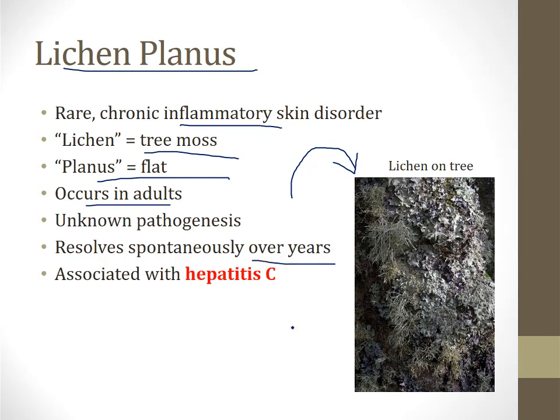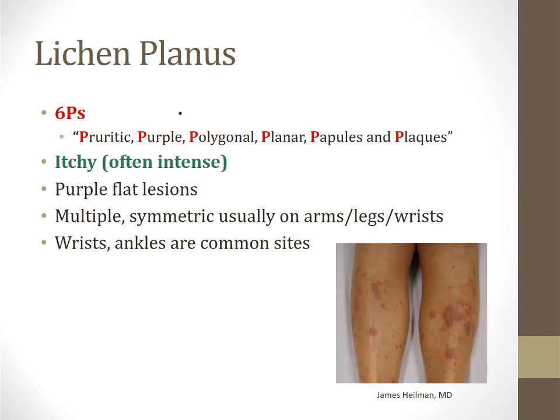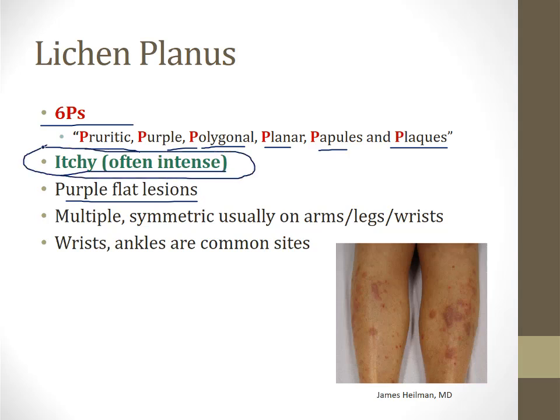And in terms of board purposes, you should know that this is classically associated with hepatitis C. This will often be described in a patient who has chronic hepatitis C infection. Many books will tell you that the symptoms of lichen planus can be remembered by the 6 P's. Those P's are pruritic, purple, polygonal, planar, papules, and plaques. Personally, I've never found this that helpful. How I always remember this is that these are purple, flat lesions that are very, very itchy, often intensely itchy, and this is a key clinical finding, especially in board questions.